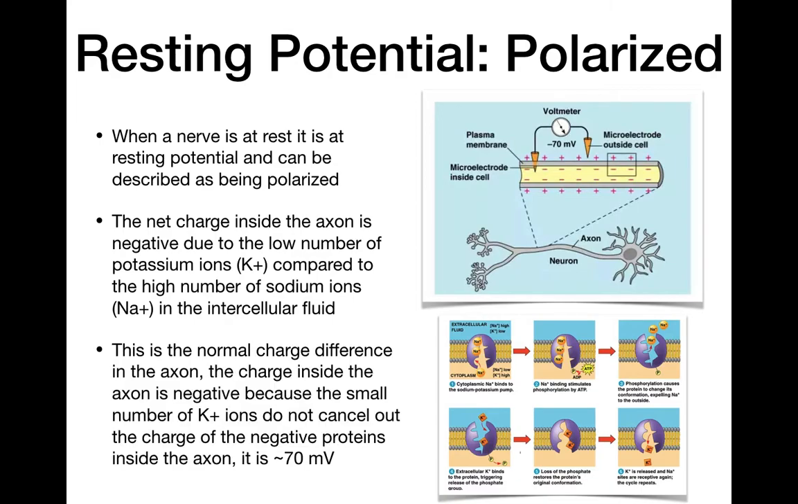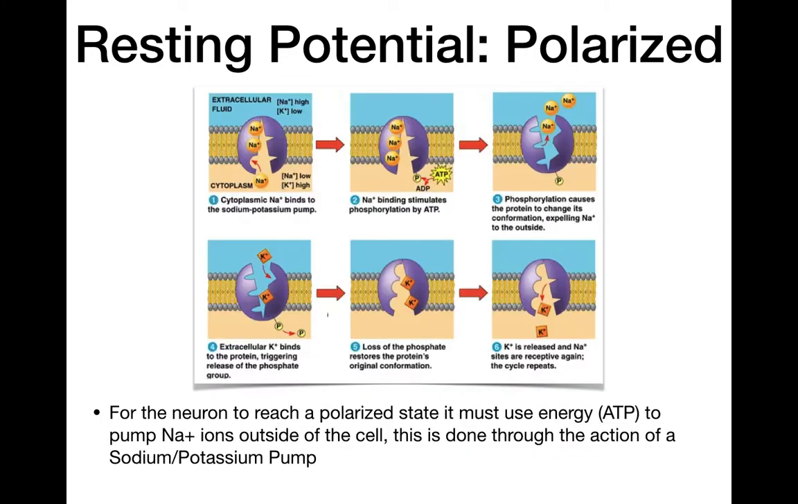Okay, so the normal charge is this negative 70 millivolts. Okay, so for it to become polarized and maintain this resting potential, it's going to have to use ATP and active transport to use what's called the sodium-potassium pump. So they're going to pump 3 sodiums out and 2 potassiums in for 1 ATP, which is pretty efficient use of energy. So that will cause you to have the salty outside, the sodium outside, and the potassium inside. It's a way of resetting after the action potential moves down the neuron.